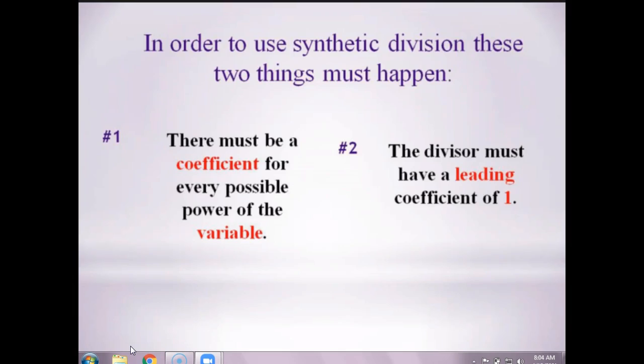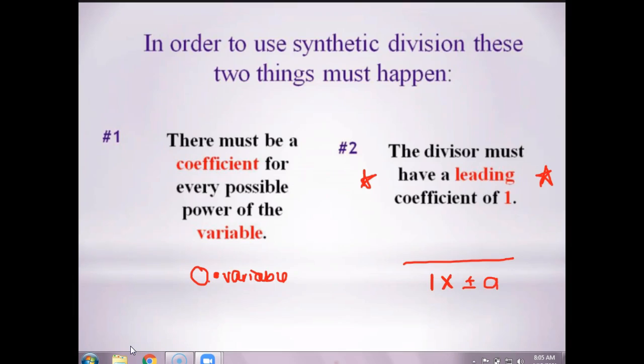So you can add in a 0 times any variable, and that will act as a placeholder for a missing variable. Number 2 is the most important rule for synthetic division. The divisor must have a leading coefficient of 1. So what that means is that whatever you are dividing by, the value on the x has to be 1. It doesn't matter if you are adding or subtracting a variable or a constant to it. It has to be divided by a 1x.